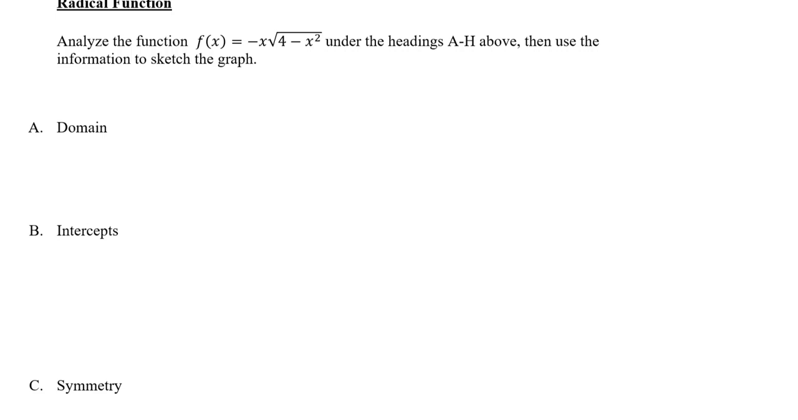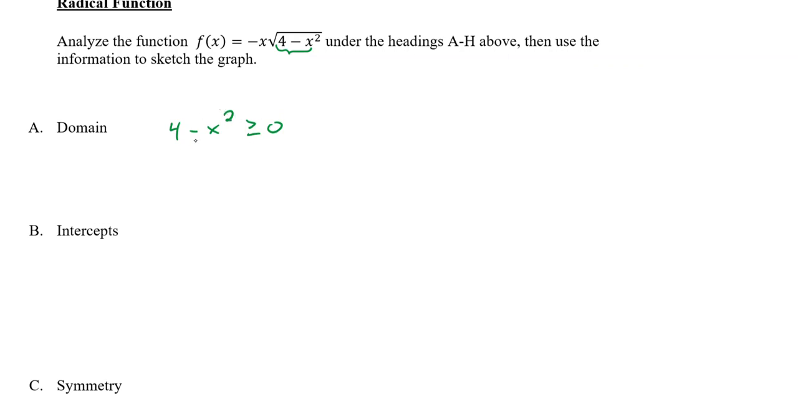So let's first take a look at the domain. The domain is going to be restricted by what's under the square root, right? So this has to come out positive. So I'm going to say 4 minus x squared has to be greater than or equal to 0. And then I'm going to proceed to solve this, right?